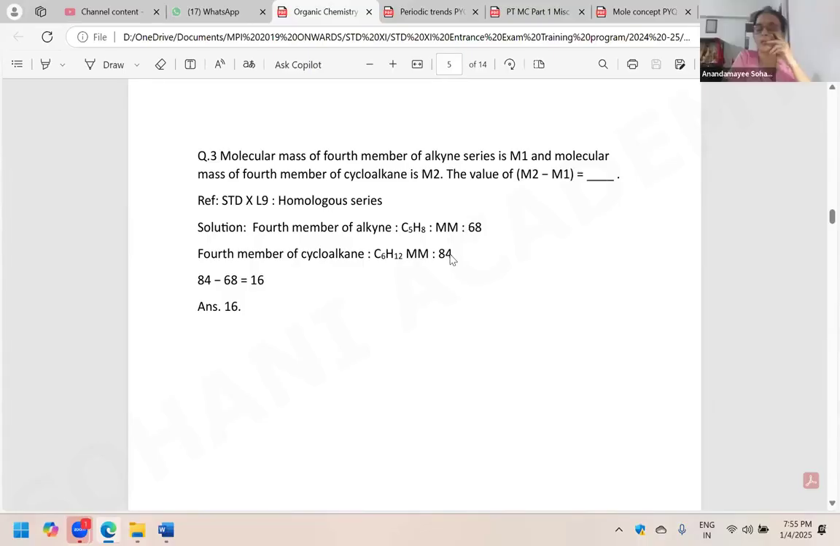But what you're saying is correct, that if they are expecting the third homologue of ethylene, then it has to be C4. But they have taken it as C5H10.